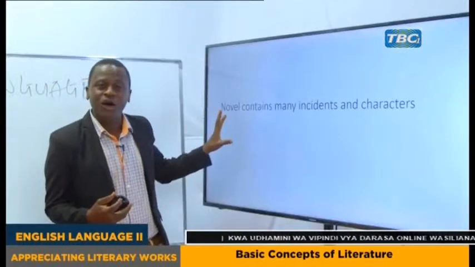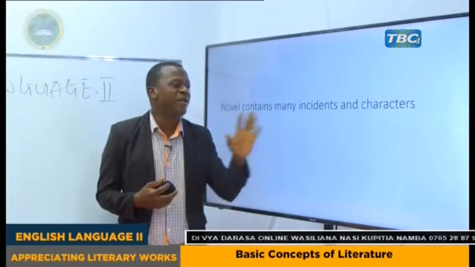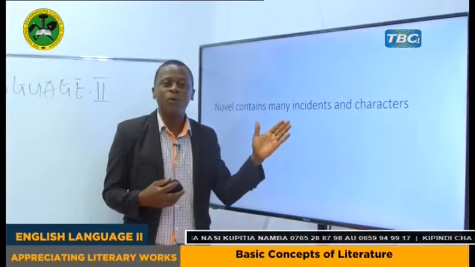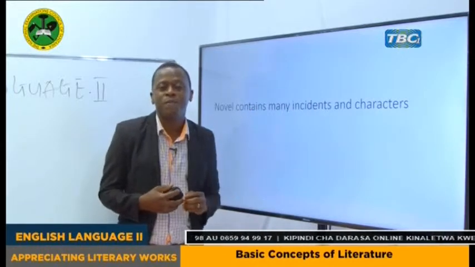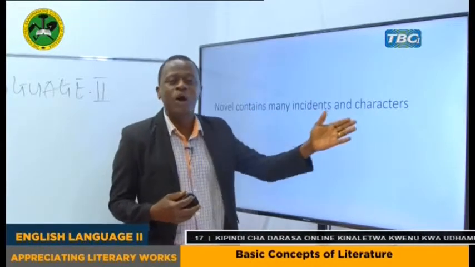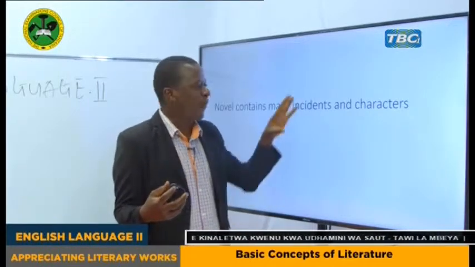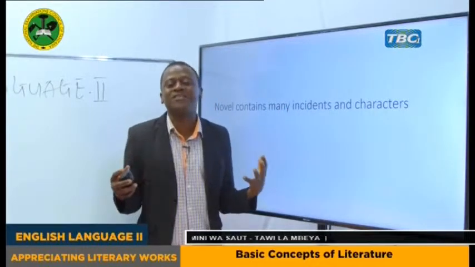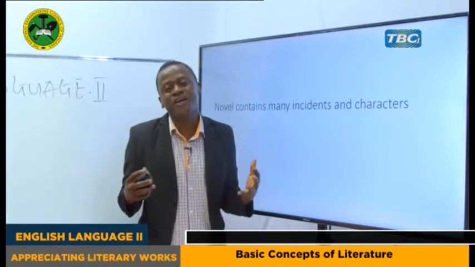A novel is also described by having many incidents and many characters. When we speak about incidents, we speak about events portrayed in the given novel. And when we speak about characters, we speak about the participants in a given novel, and these participants are many. Now back to you. How many characters are there in the novel, The Beautiful Ones Are Not Yet Born?